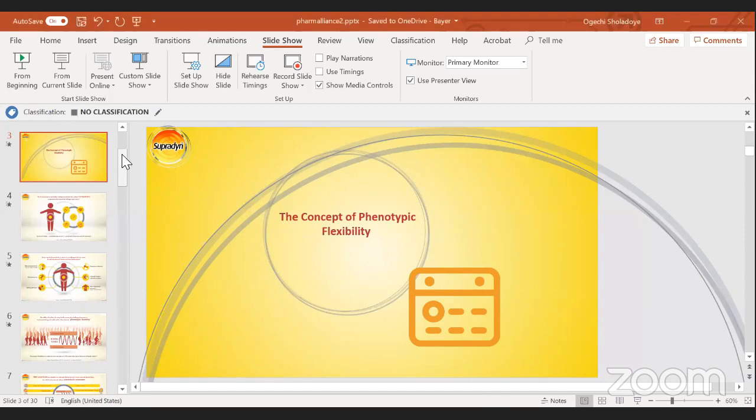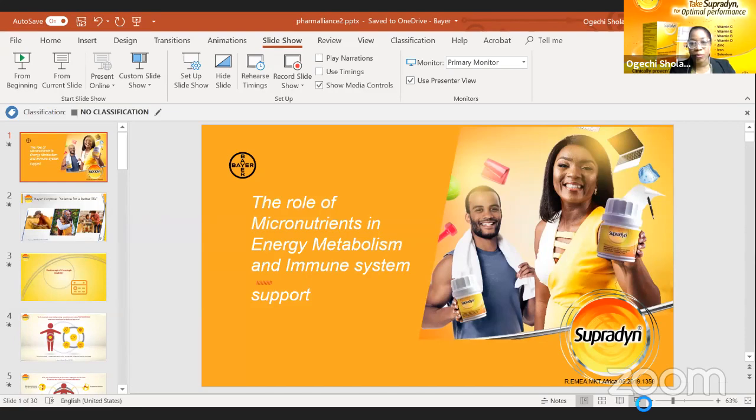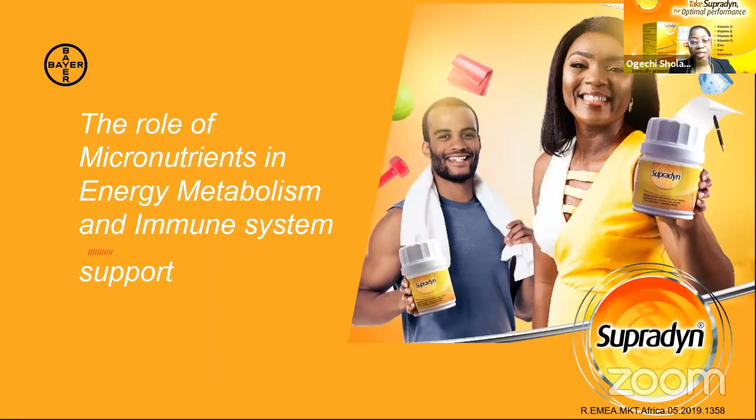It's up. Okay. Good afternoon, everyone. Welcome on board. It's been a very interesting lecture so far, very insightful for me as a person, especially. So my name is Ogechi Sholadoye, as Pamshina has already said. I work with Bayer Middle Africa, and I'm here to talk about two major things. The first being the role of micronutrients in energy metabolism and boosting the immune system. And then the second being about Supradyn, what Supradyn is.